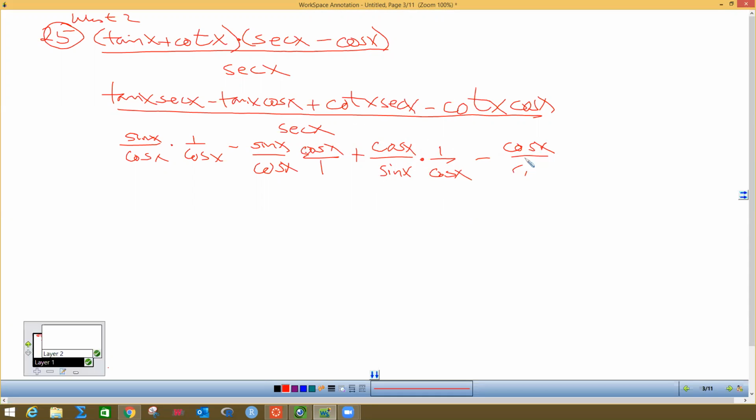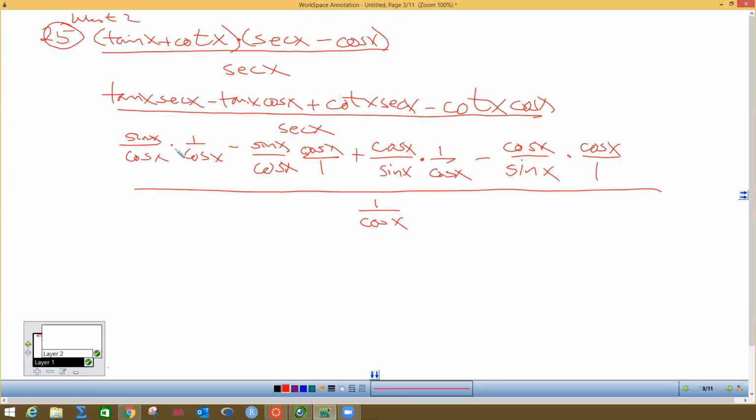A second here, let me fix that. And then that is going to be times cosine x, that cosine x. I'm going to put that over 1. And then in the bottom here, I'm going to change this secant to 1 over cosine x.